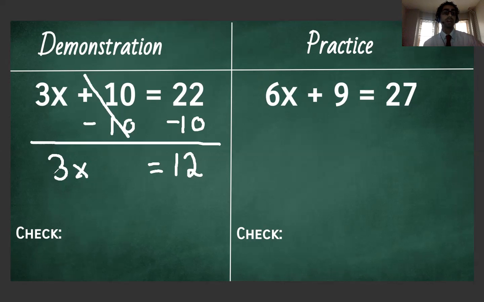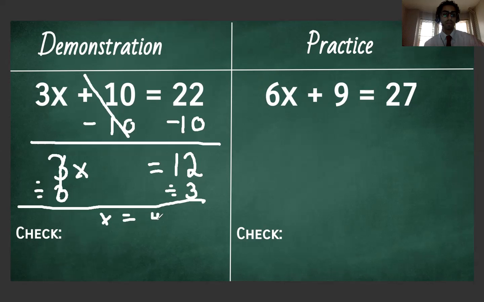I'm going to want to get rid of the coefficient by using either division or multiplication. In this case, what will be the inverse operation? Division. So I would divide this side by 3 and divide this side by 3. Okay, so these 3s would end up canceling out, and I'd be left with x equals 12 divided by 3 would be 4. So my solution would be x equals 4.